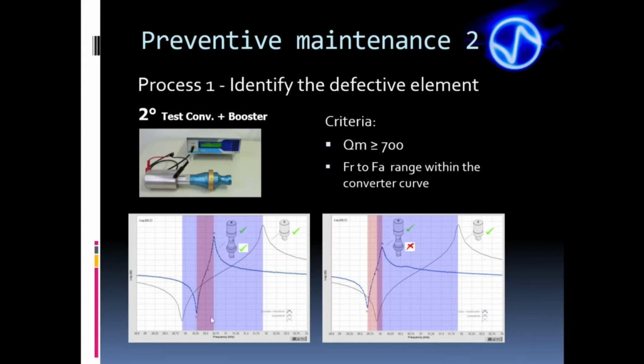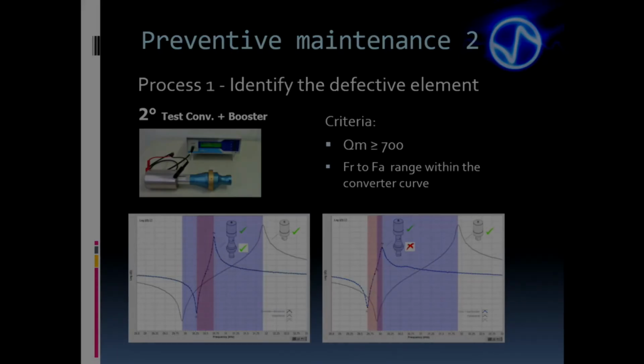In this image, we have the range of C plus B highlighted in red within the blue one, which is the converter alone range. So this booster passes in the frequency criterion. In this other image, the booster is failing because the red range, C plus B range, is out of the blue one. It's worth stressing again that even if the converter had failed, we should still test the booster. And even if the booster fails, we still need to test the horn or sonotrode.